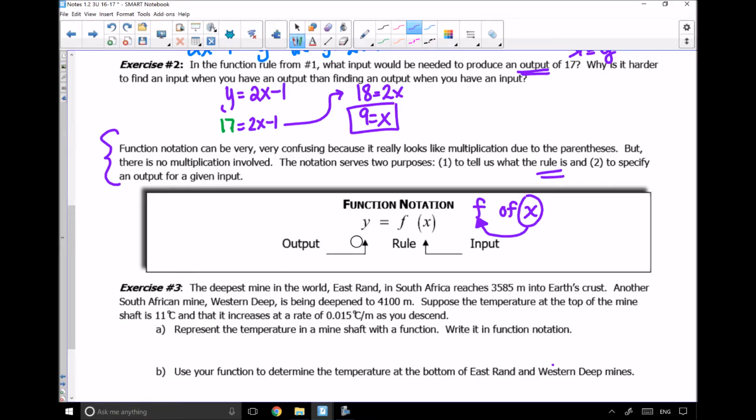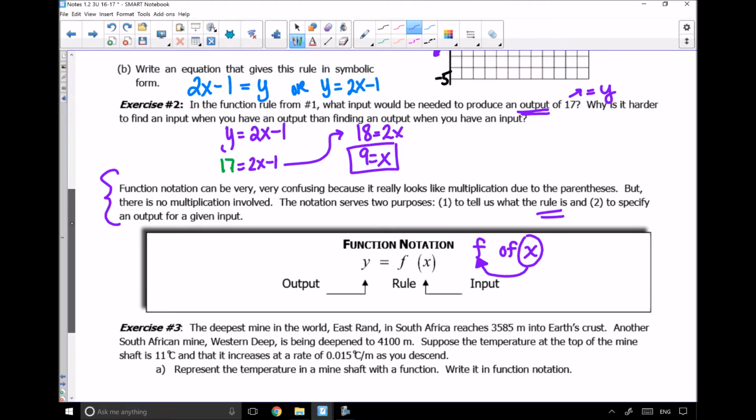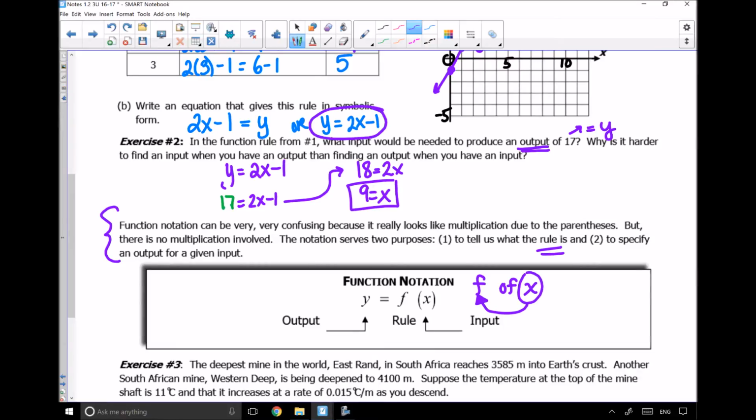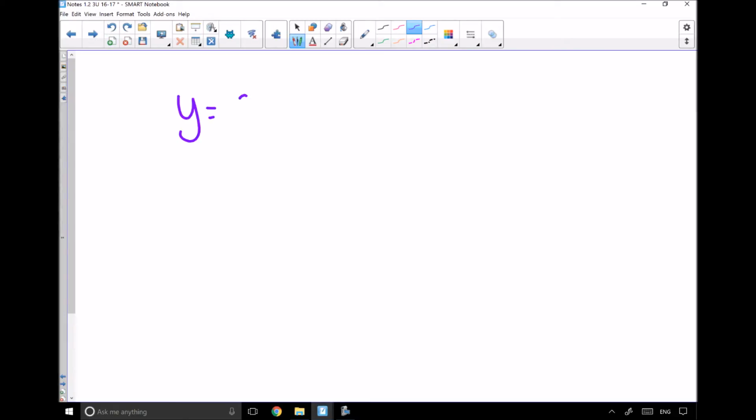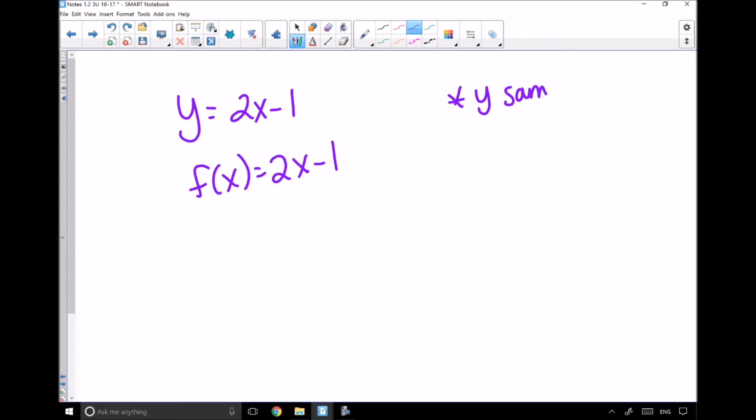So, for example, our equation that we got up here was y equals 2x minus 1, okay? But instead, we can write our notation as f of x equals 2x minus 1. So what is this saying? It's saying, first of all, that y is the same thing as f of x. And it's also telling us that the rule is take your input of x, plug it into your rule, which is multiply by 2 and subtract 1, and you'll get your output, which is y.